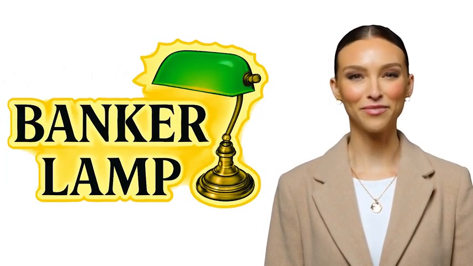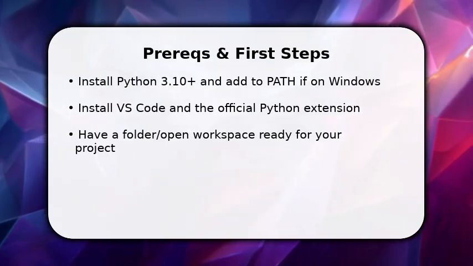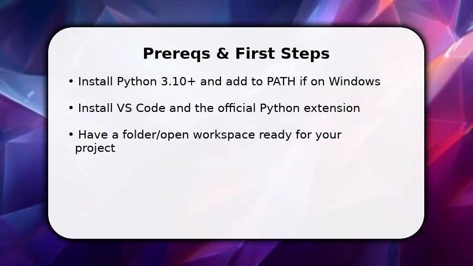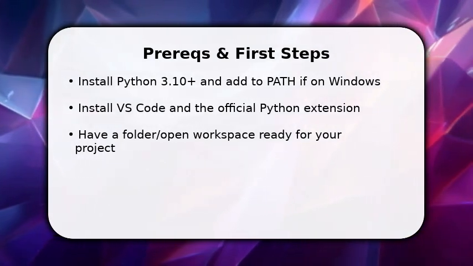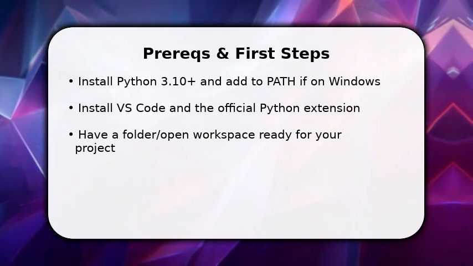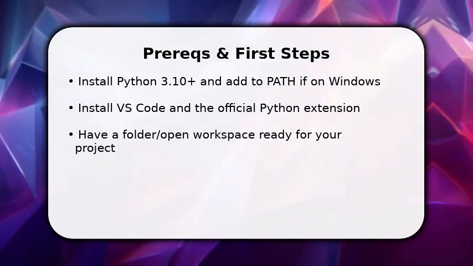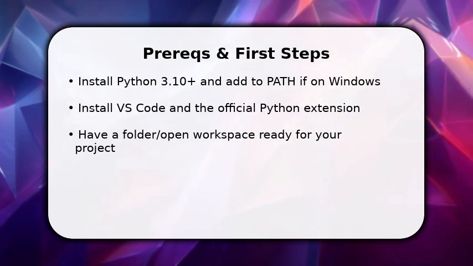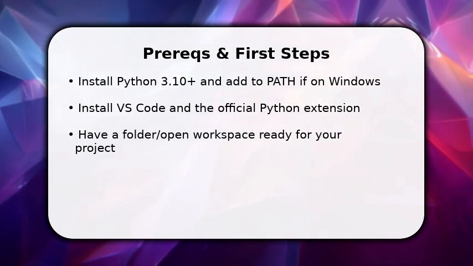Please enjoy the video. You'll start by ensuring Python is installed and VS Code is ready. Open your project folder in VS Code, then install the Microsoft Python extension if not present. Once done, use Command Palette and run Python: Select Interpreter to begin linking.